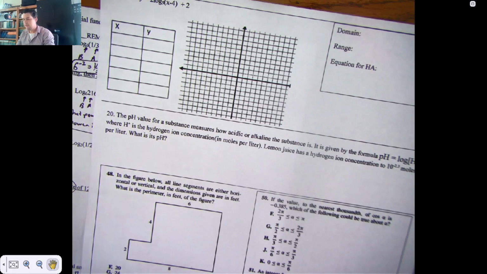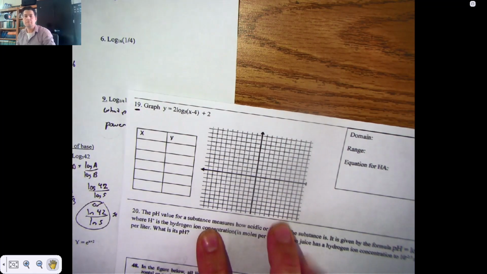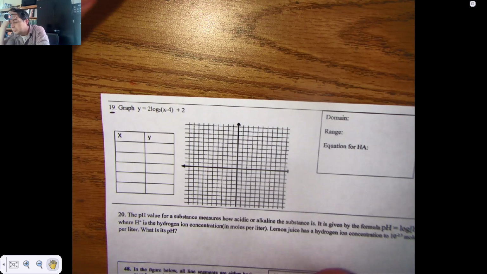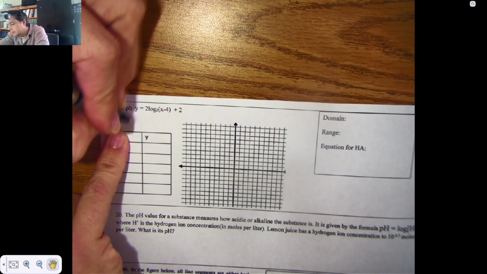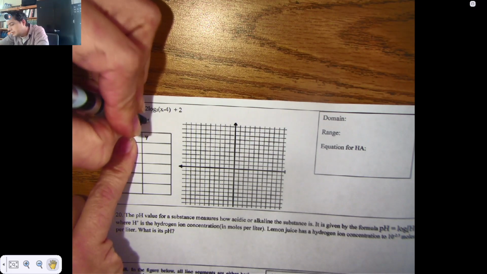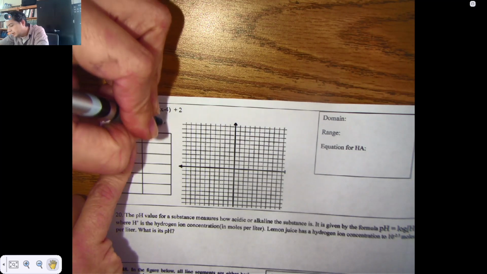I was supposed to do one of these. Huh. Okay, I'm going to do 19. Graph y equals 2 log base 5 of x minus 4, plus 2. You're going to do this in a calculator, plain and simple. You're going to be typing into y1, 2 log of x minus 4 over log of 5. And then you're going to add 2.